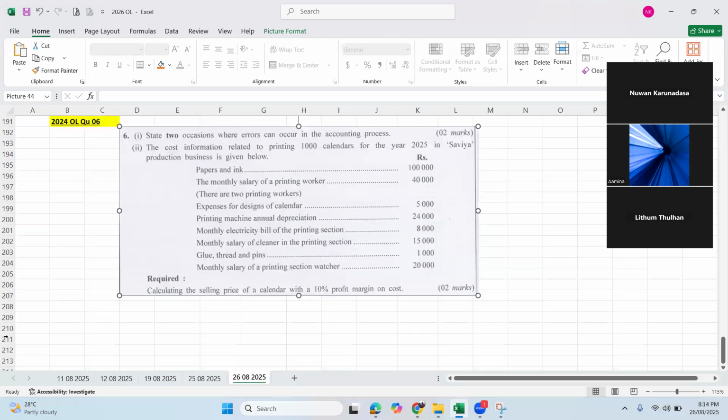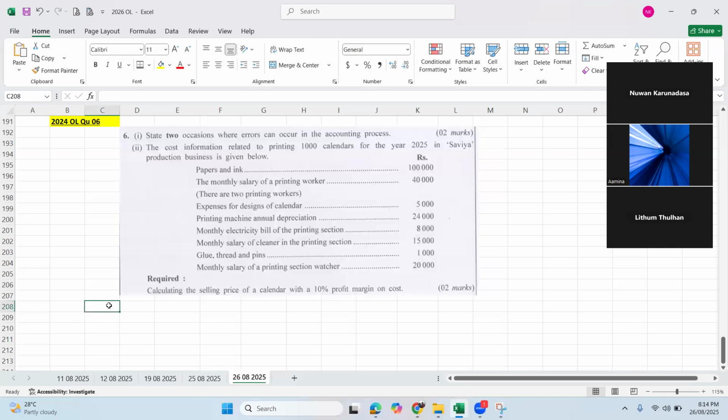Right. The first one you can't understand because we haven't done that chapter yet. So just leave it. State two occasions where the errors can occur in the accounting process. Just leave it. We will do the errors story later on. So see number two.